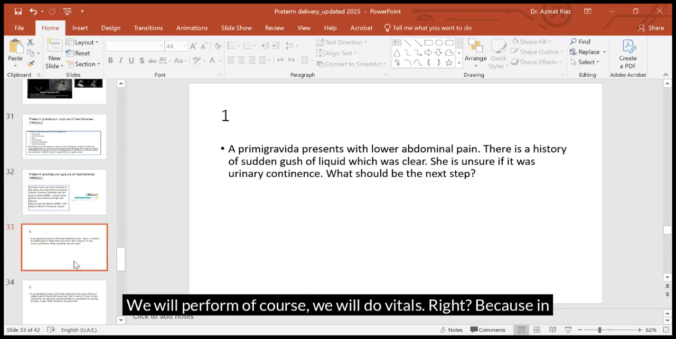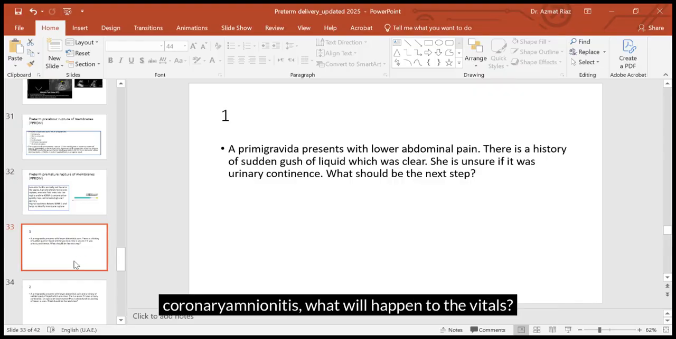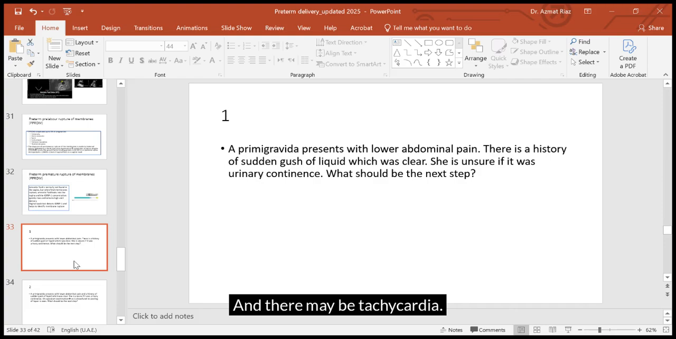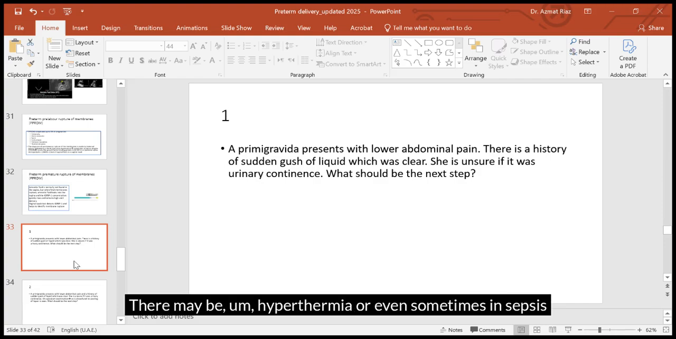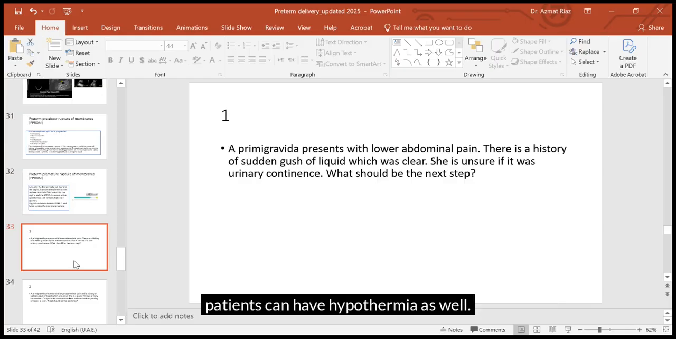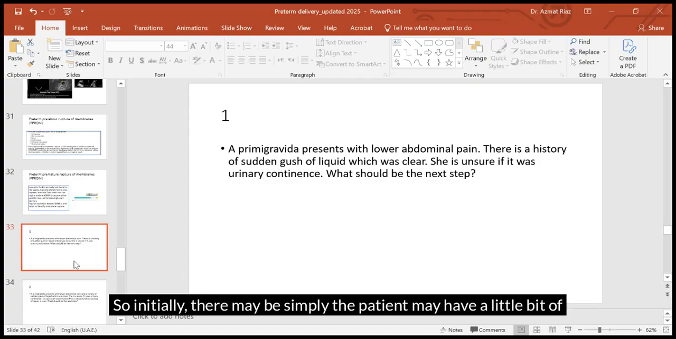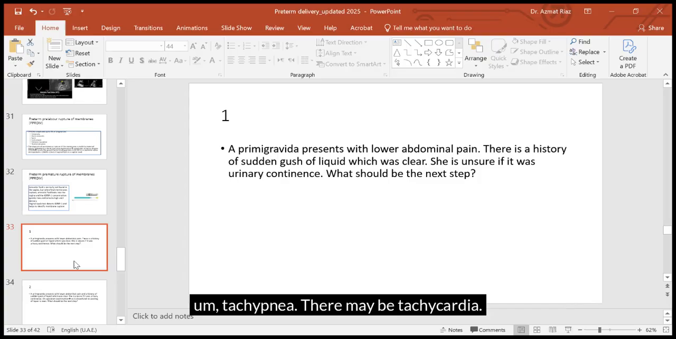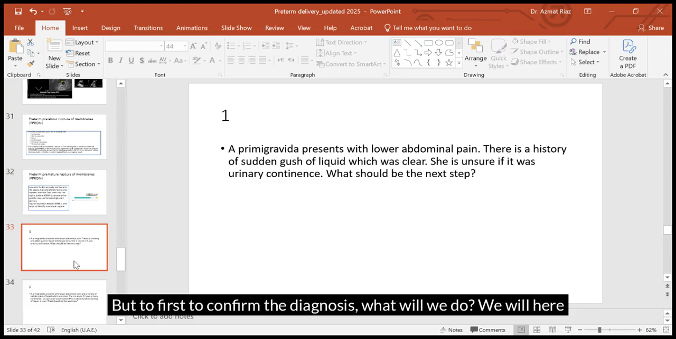We will do vitals, of course, because in chorioamnionitis, what will happen to the vitals? There may be tachycardia, there may be hyperthermia, or even sometimes in sepsis patients can have hypothermia as well. Initially, it may not be full-fledged. Initially, the patient may have a little bit of tachypnea and tachycardia. Later on, she may develop hypotension, and if we put our hand on her abdomen, we will feel suprapubic tenderness. So these are all signs of chorioamnionitis. But to confirm the diagnosis, what will we do?